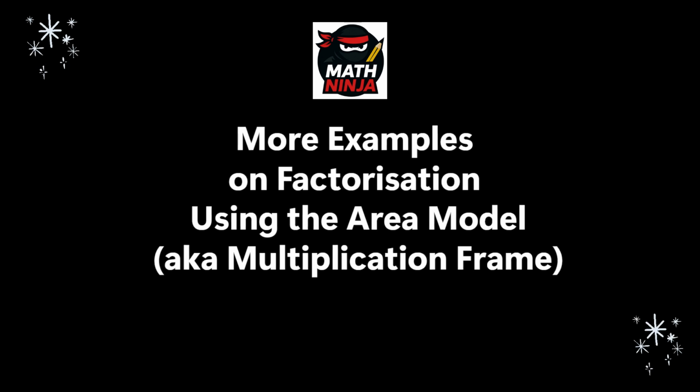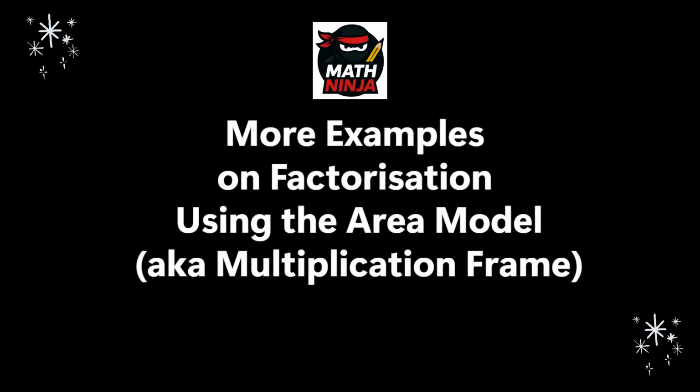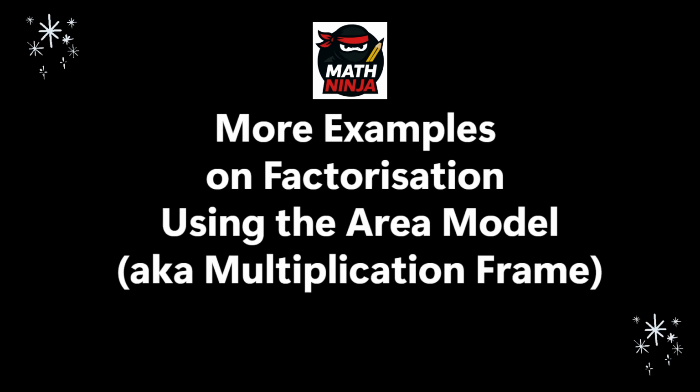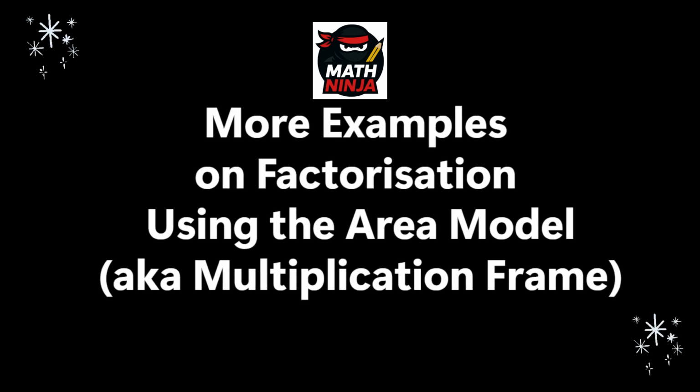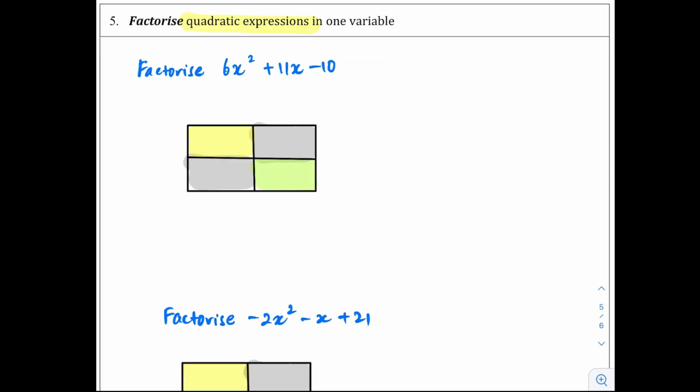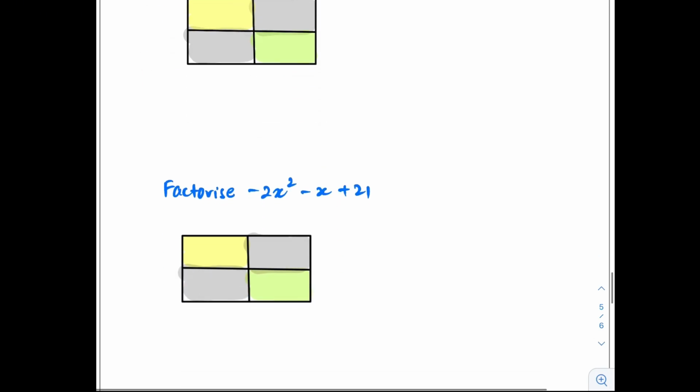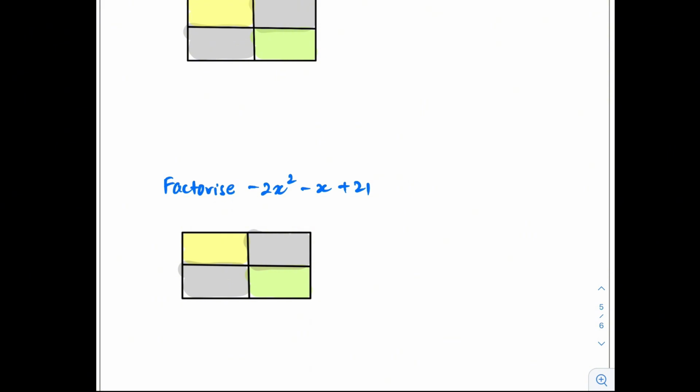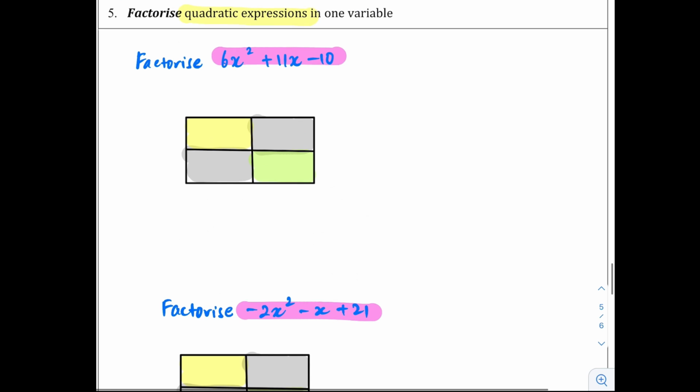In this video, we are going to look at two more examples on how to factorize quadratic expressions. So we have two quadratic expressions over here. The first one is 6x squared plus 11x minus 10, and the second one is negative 2x squared minus x plus 21. So let's see how we can use our multiplication frame to help us factorize these quadratic expressions.